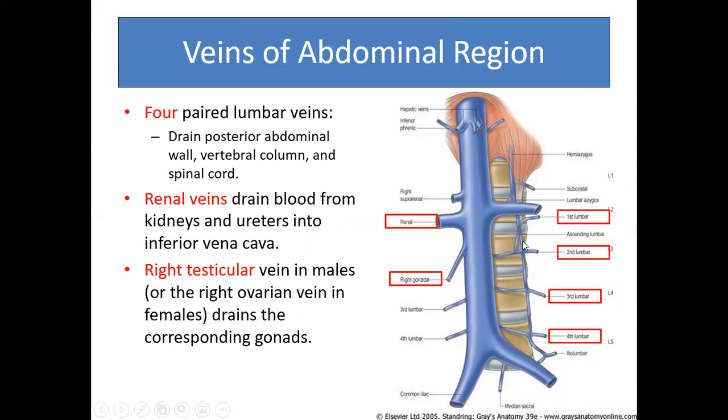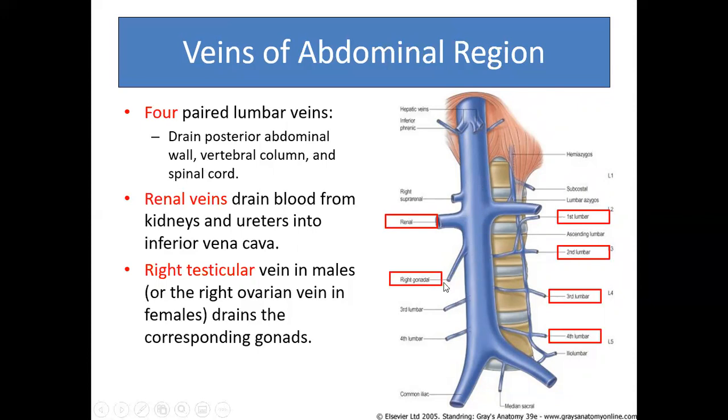If you see here, we have the four lumbar veins: first lumbar, second lumbar, third lumbar, and fourth lumbar vein, that drain the posterior abdominal wall, vertebral column, and also the spinal cord. We also have the renal vein that drains blood from the kidney and ureter into the inferior vena cava. This is the inferior vena cava.